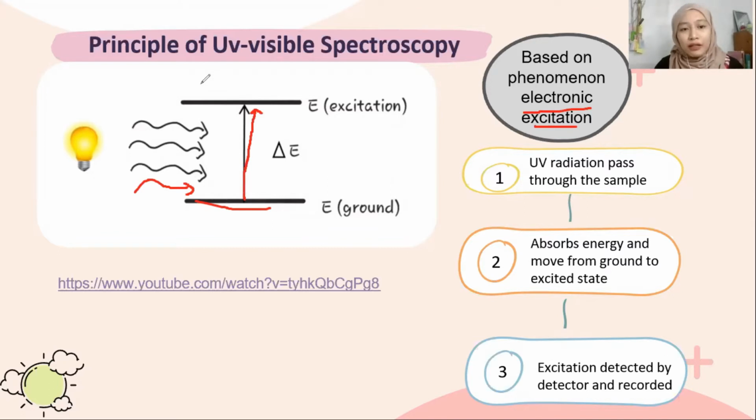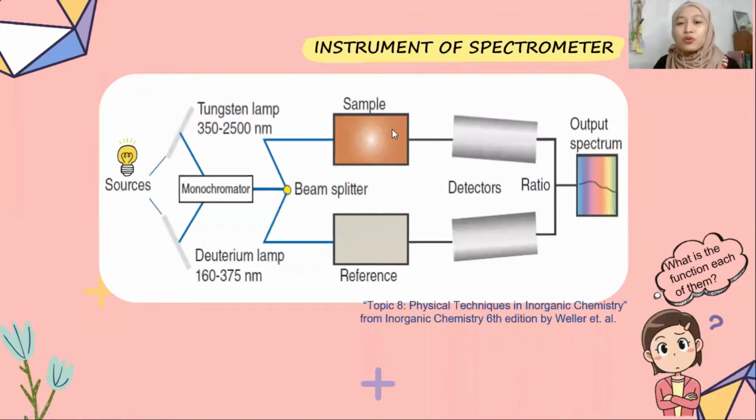And if it occurs, the residual radiation, when it is passed through a prism, which is one of the types of monochromator, is a spectrum with gaps in it, and it is called an absorption spectrum. Thus, the excitation is detected by the detector. Here, there will be a detector, and it is being recorded. Let's move on to the instruments of the spectrometer.